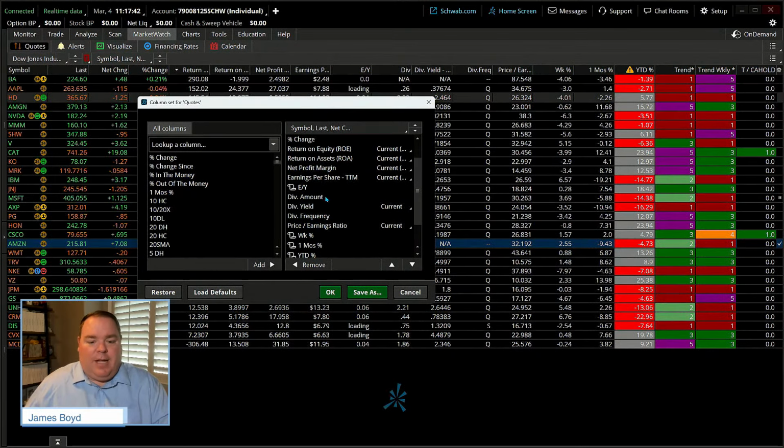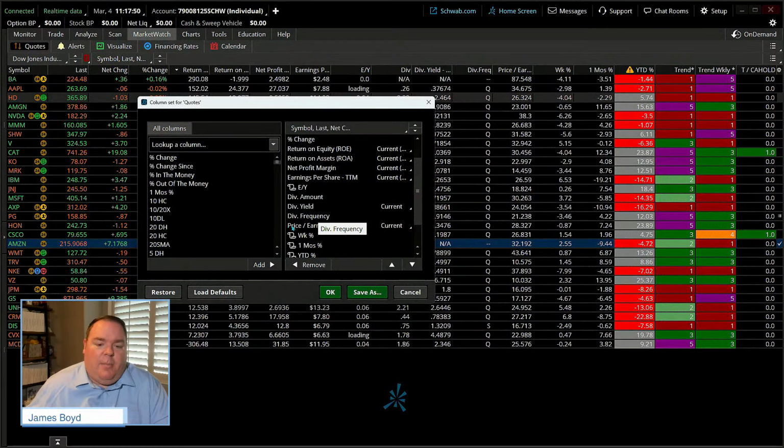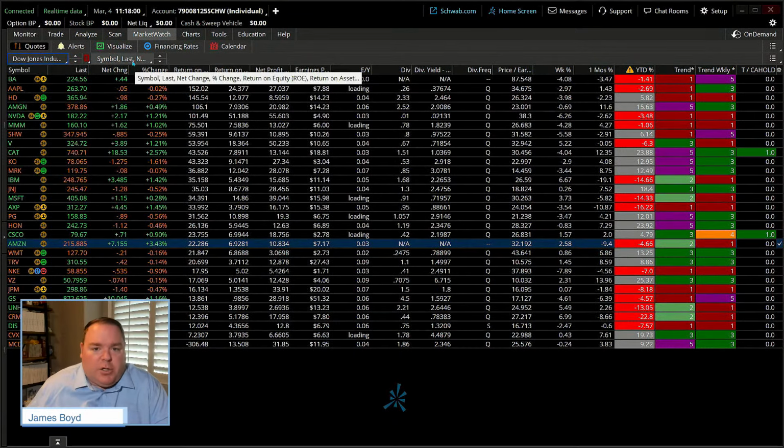Dividend amount, okay? A lot of us like to look at dividends. What is the dividend payment? Dollar-wise, the yield is looking at percent. How often does it pay the dividend? Price to earnings and so on. These are some metrics that someone says, look, if I'm going to invest, I at least want to know these things, right?